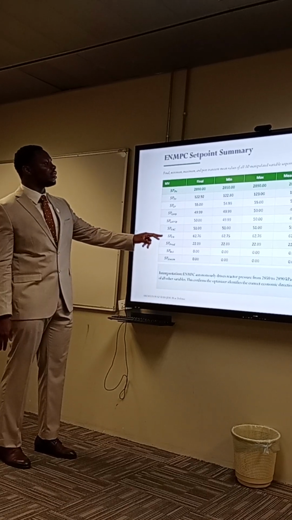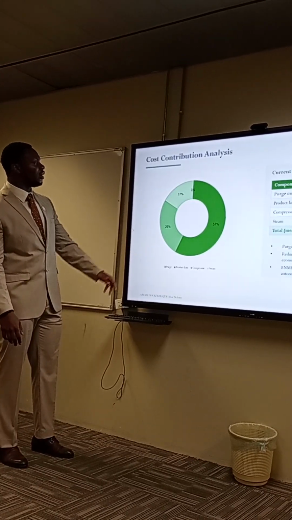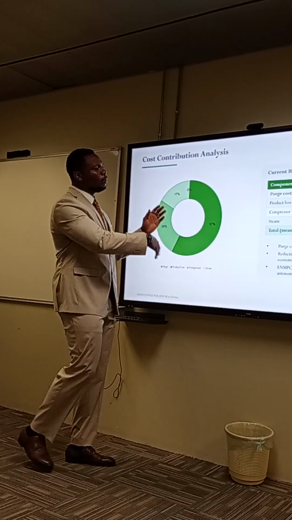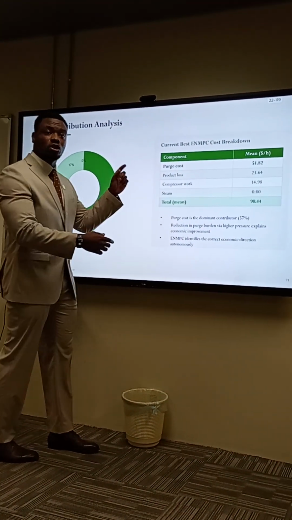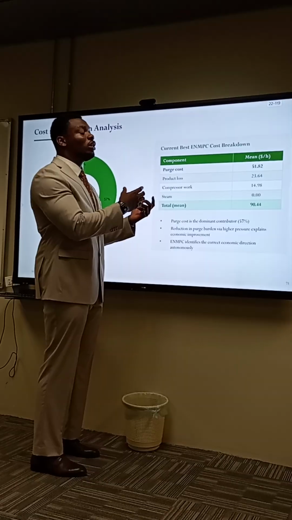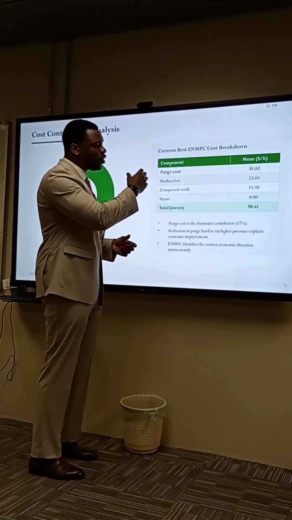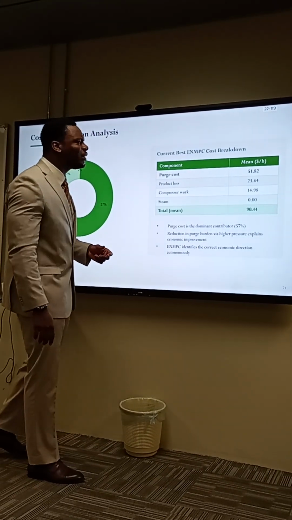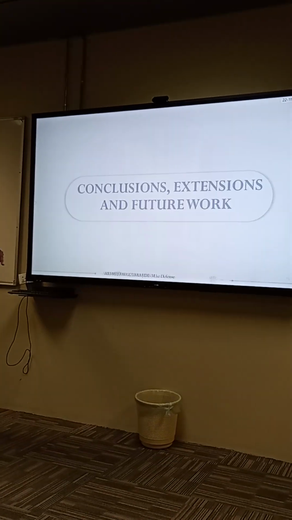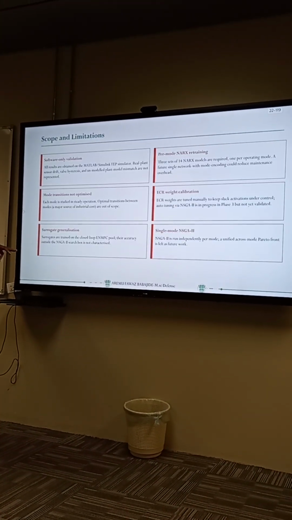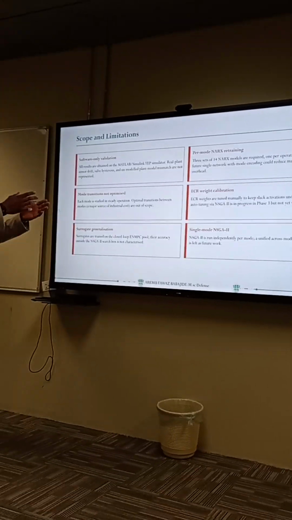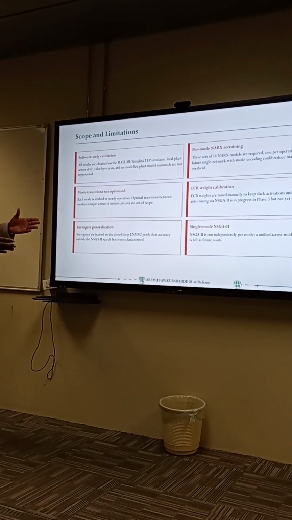And of course, you have the mean, max, and the observation of the upper bound of that. And then when you put this together, you see that the major cost for this architecture, actually, it can be different for another architecture, the major cost of the plant is basically purge cost. So in conclusion, just to remark on what has been done so far.